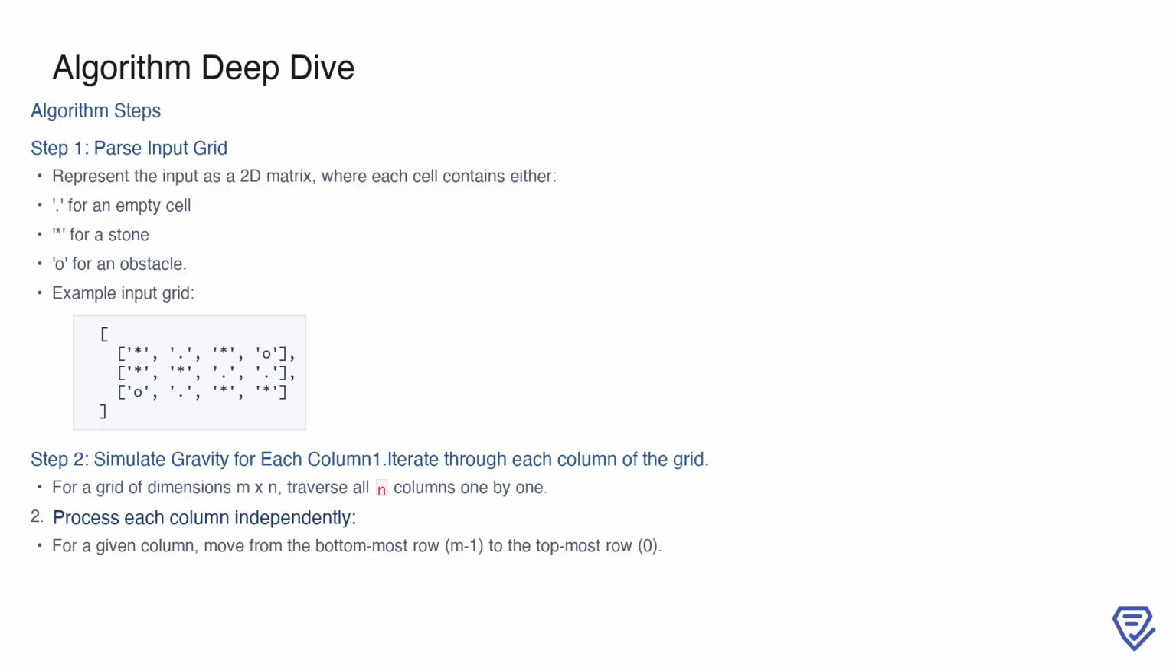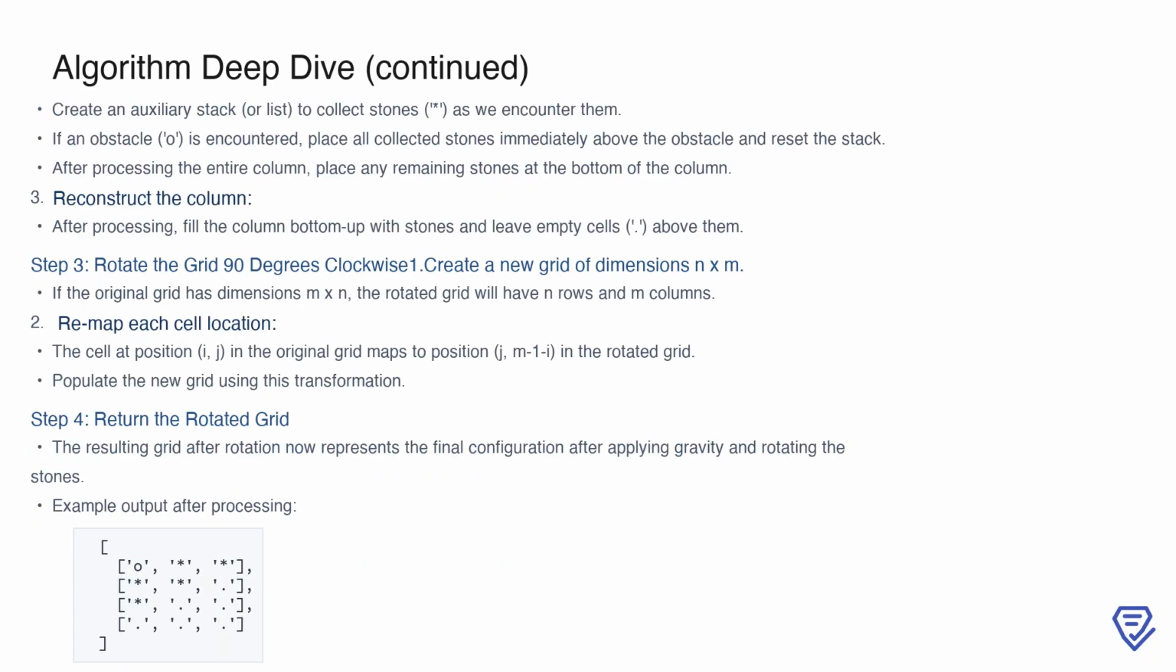This involves iterating through each column one by one. For a grid with dimensions m by n, we traverse all n columns, processing each column independently. The idea is to start from the bottommost row of the column and work our way upwards, ensuring that stones fall to their lowest possible positions within that column. As we traverse a column, we use an auxiliary stack or list to temporarily collect stones as we encounter them.